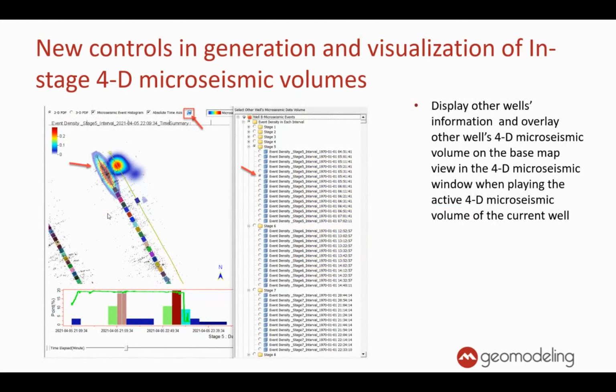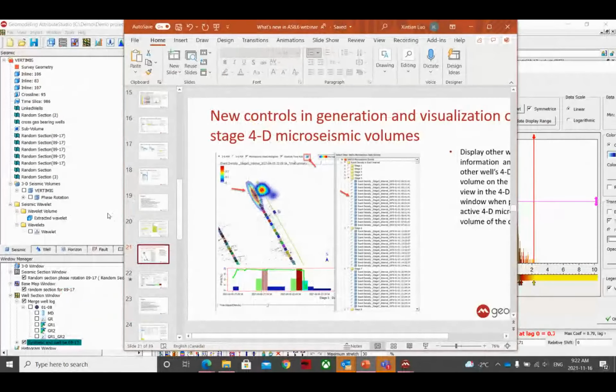The second new control in 4D microseismic volume visualization is that now in our 4D microseismic volume window, users can overlay other wells' 4D microseismic volume on the base map view when playing the active 4D microseismic volume of the current well. Let's see this function in the software.